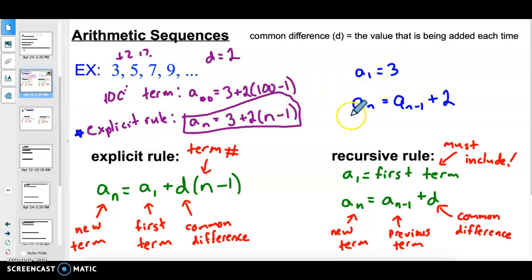Hopefully now you have a good understanding of an explicit and a recursive rule for arithmetic sequences, so go and try the practice problems now.